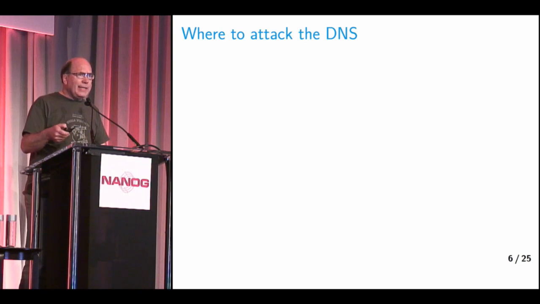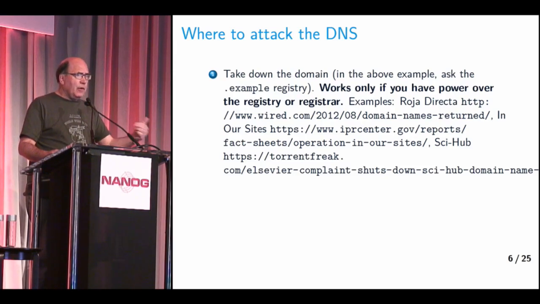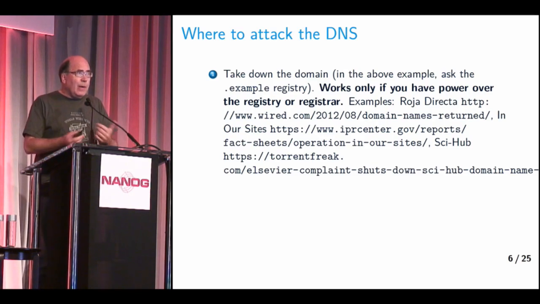So where to attack the DNS? Because there are two types of servers, authoritative name servers and resolvers, there are two ways to attack the DNS. One is to take down the domain. It works only if you have the power over the registry or registrar. A typical example is Sci-Hub, the Pirate Bay of scientific research. The takedown of the domain scihub.io prevents anyone from going to Sci-Hub, except if they do some specific manual configuration. So this is the most efficient technique because you can completely destroy a domain or redirect it.